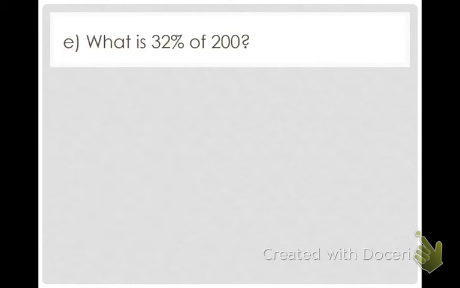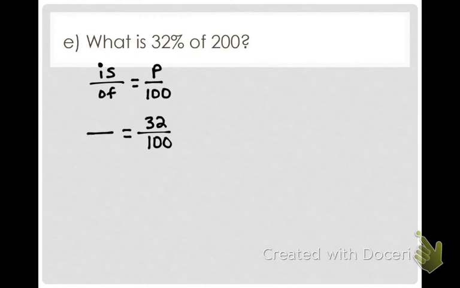Next one, problem E. My formula once again is is over of equals P over 100. Do I have anything that's obvious that I know I need to plug in? Yes. What is it? 32%. Okay, so I'm going to plug that in first because I know how to figure that out real quick. Now I've got to figure out what else it tells me. Does it tell me the is or does it tell me the of? It tells me the of. What's the of? The 200.